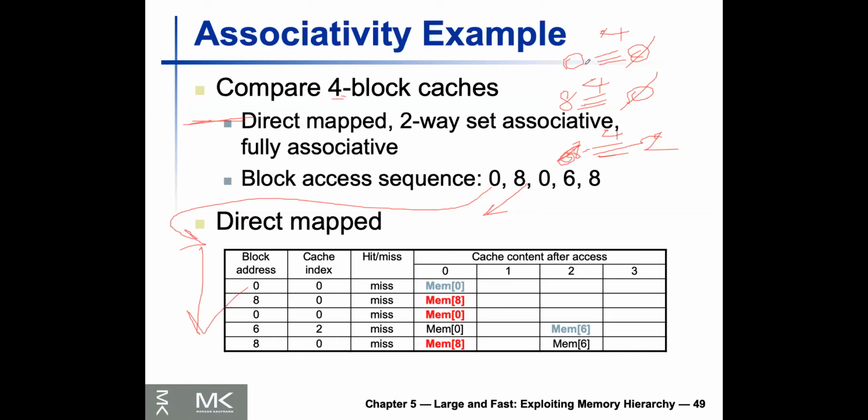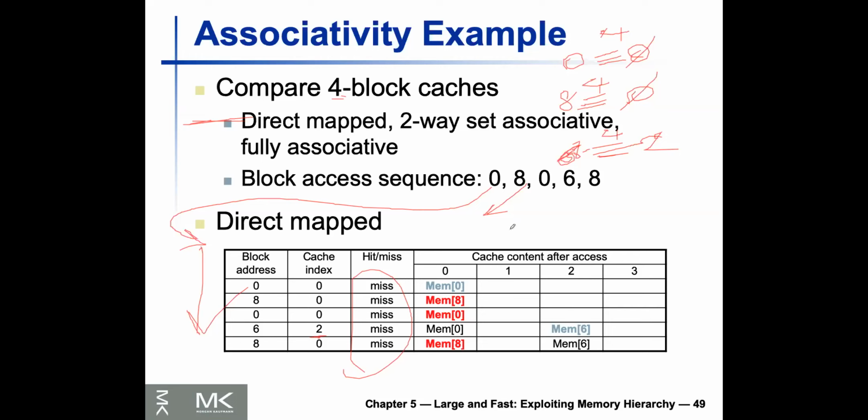So for 0, it's going to be cache index 0. For 8, it's going to be index 0 again. For 0 again, it would be 0. For 6, it would be 2. That's why we have 2 here. And then the other 8 is going to be 0. All right? And in all of the cases, nothing was there before, right? So we missed all of them because the entry was empty.